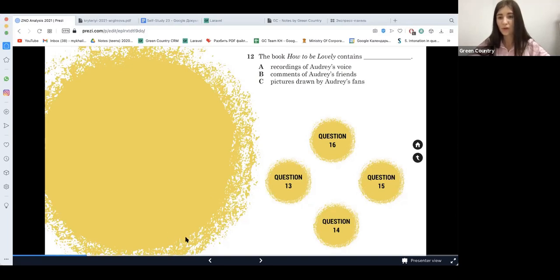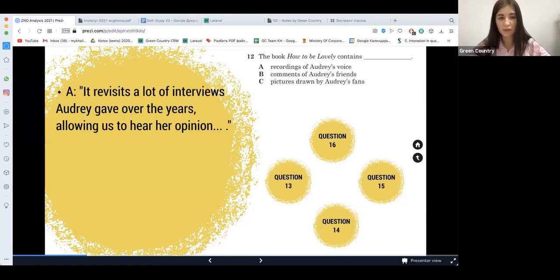Okay. What is your option? What do you think? A, B, or C? Great. Okay, let's see. Talking about option A, they said that it revisits lots of interviews Audrey gave over the years, allowing us to hear her opinion. So, talking about the word here, in this case, they use it not literally, like not literally hear her voice, right? But just to get to know her opinion, her thoughts on that, and so on. They didn't mention anything about the recording of the voice, because just the word here might confuse you in this case.